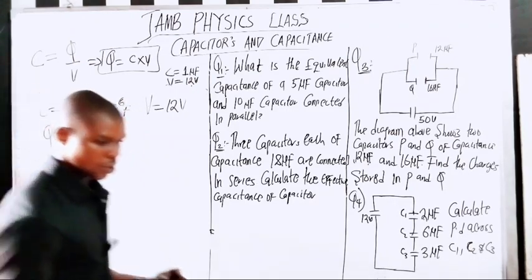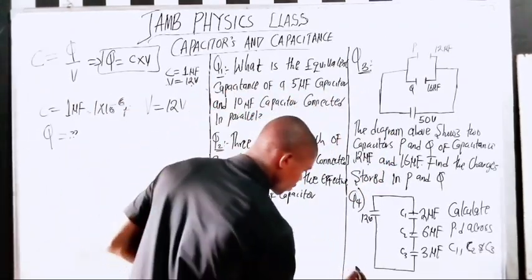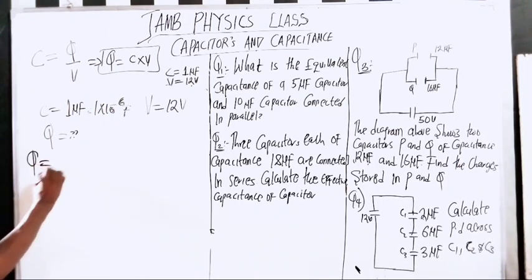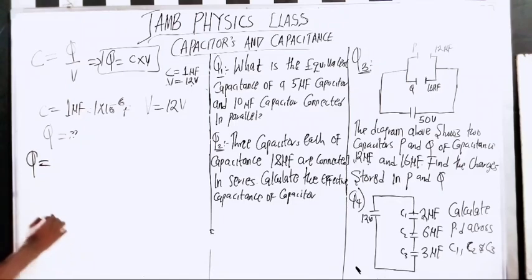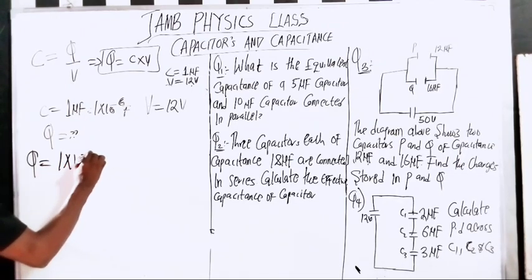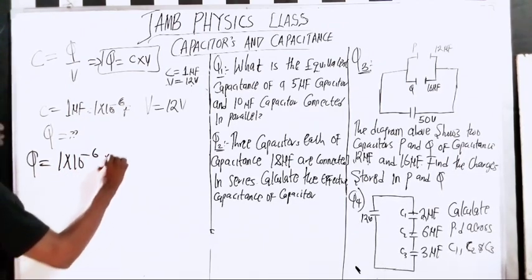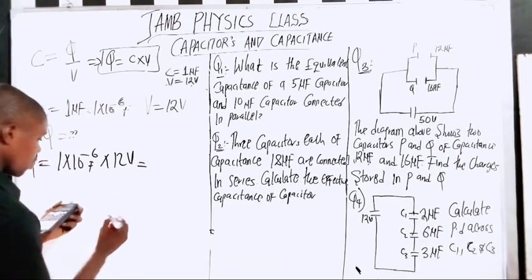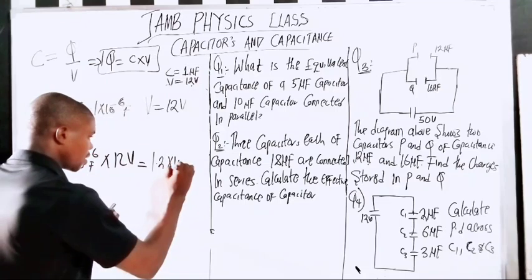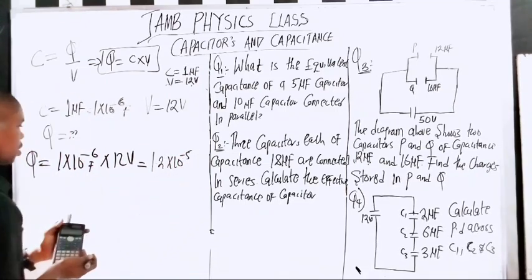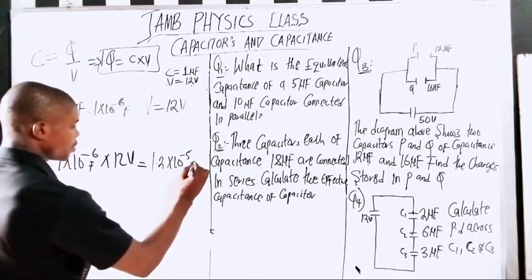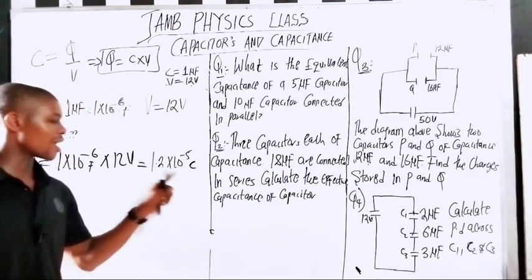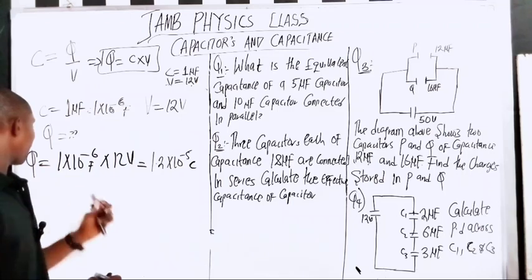Q equals C times V. So it's going to be 1 times 10 to the minus 6 times 12 volts. Here we have farad. So we get 1.2 exponential minus 5, which is going to be in coulomb. So this is my total charge.